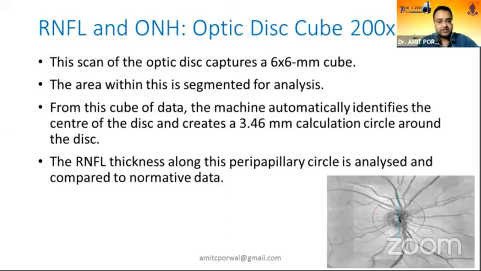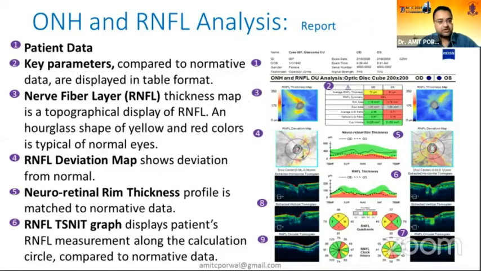So basically, you have this RNFL and optic nerve head, the optic disc cube, which is 200 by 200 in size. This scan of the optic disc captures a 6 by 6 millimeter cube, so the area within this is segmented for analysis. From this cube of data, the machine automatically identifies the center of the disc and creates a 3.46 millimeter calculation circle around the disc. The RNFL thickness along this peripapillary area is analyzed and compared to the normative data.